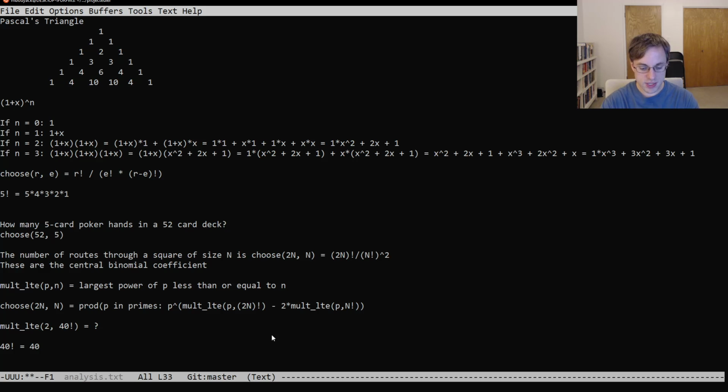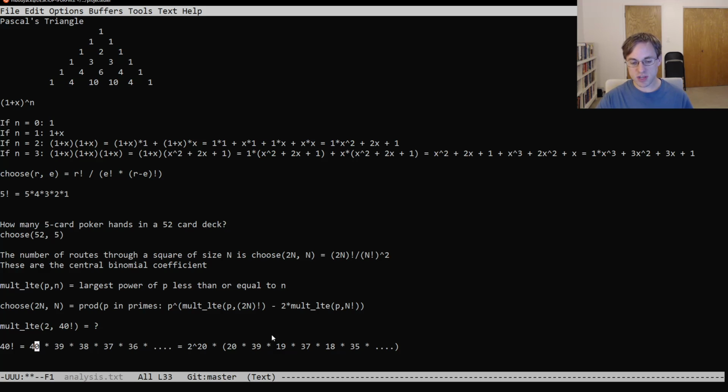40 times 39 times 38 times 37 times 36, etc. And if we factor out the 2 from every even number, then we're going to end up with 2 to the 20th times, and then we're going to have 20 times 39 times 19 times 37 times 18 times 35, etc. And I'm not gonna go through writing out this whole thing for every case like this. I'm just hoping that this will give you a sense of what I'm doing.